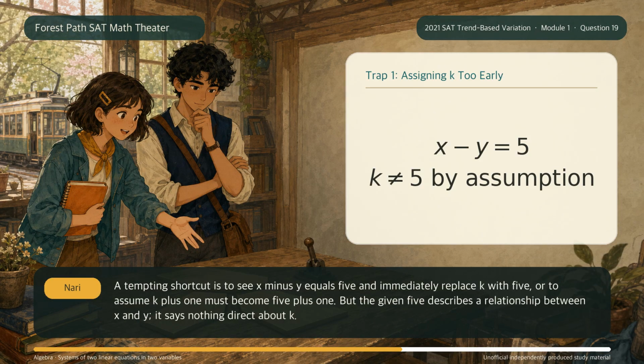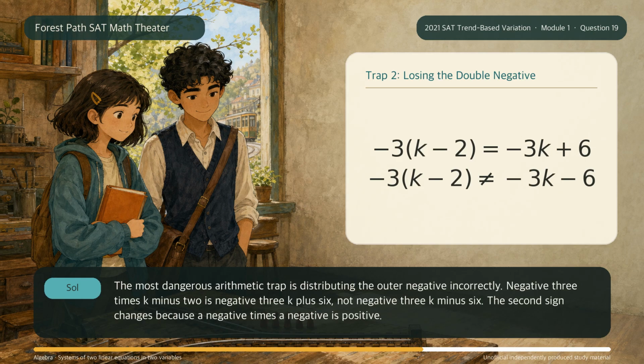A tempting shortcut is to see x minus y equals 5 and immediately replace k with 5, or to assume k plus 1 must become 5 plus 1. But the given 5 describes a relationship between x and y. It says nothing direct about k. The most dangerous arithmetic trap is distributing the outer negative incorrectly. Negative 3 times k minus 2 is negative 3k plus 6, not negative 3k minus 6. The second sign changes because a negative times a negative is positive.